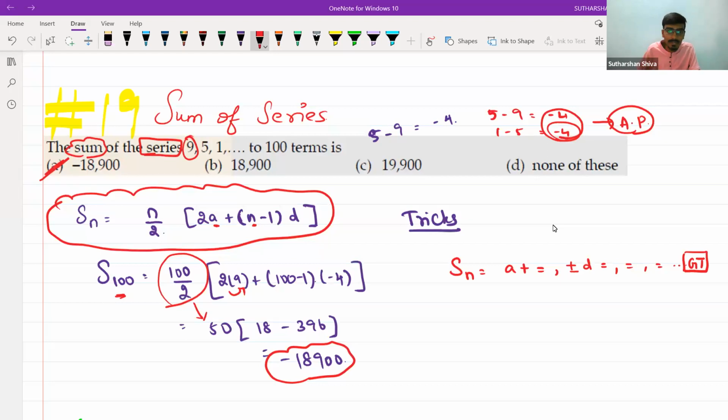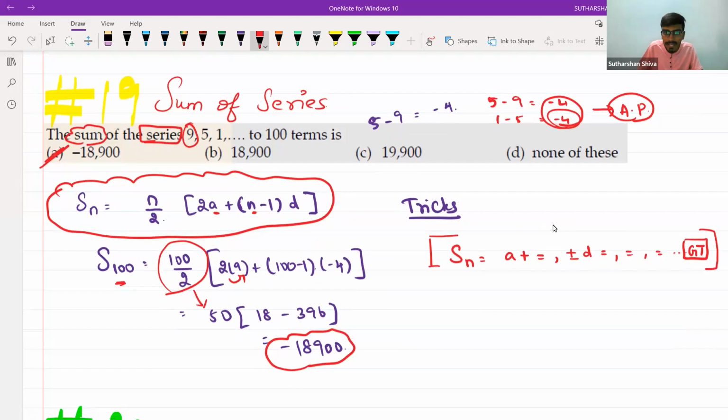What is the trick here? Whenever you come across a series, first thing, take a calculator, this simple calculator. This is a calculator trick you are going to use. In this calculator trick, first, let us understand: we keep the value in the memory. Okay, we are keeping the value in the memory.